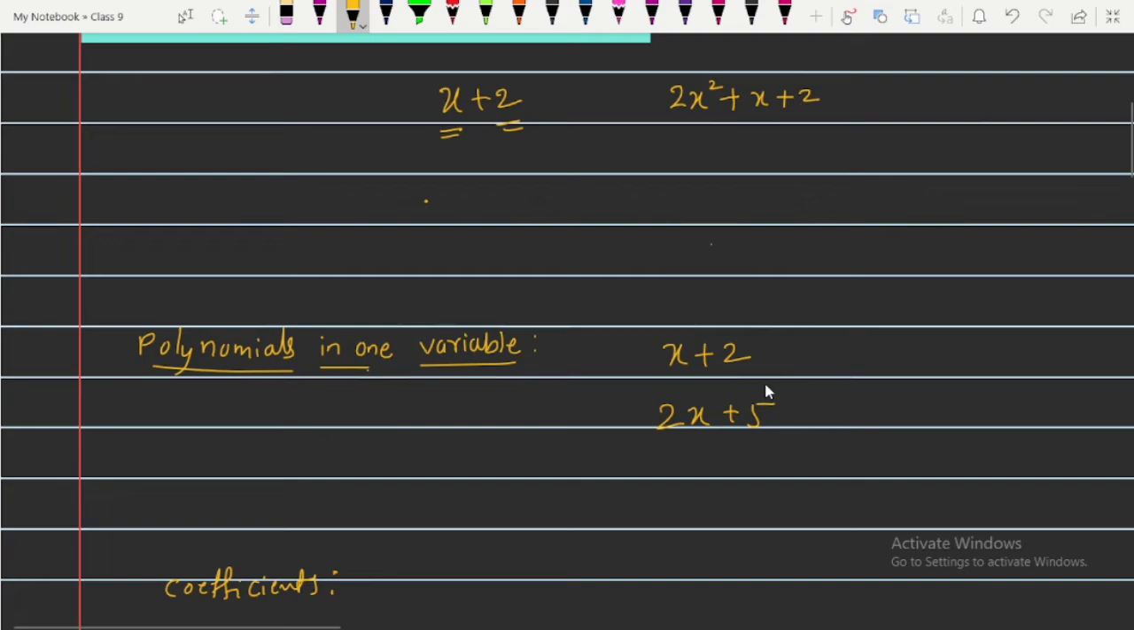If it has two variables, for example 2x plus y, here two variables will come. So we are learning about polynomials in one variable.